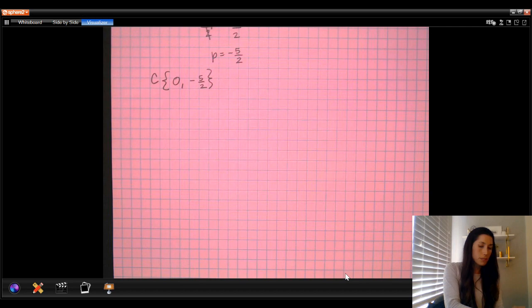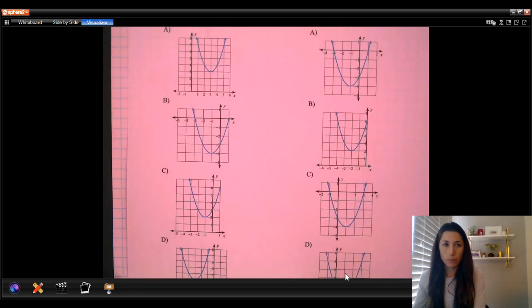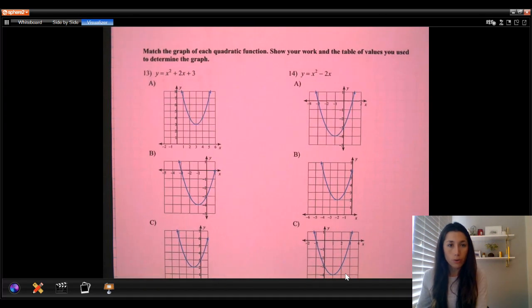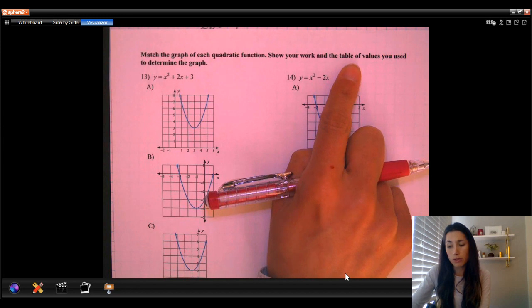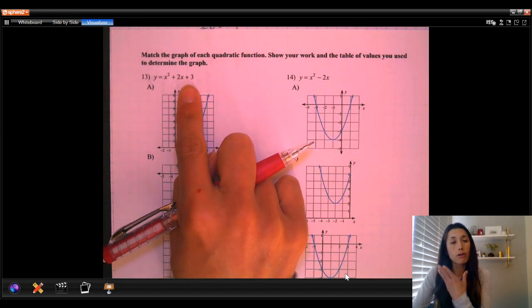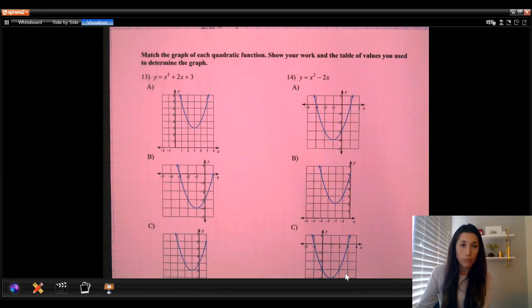Let's look at question 13. We have some graphs. Okay, so I'll do one question with you for the graph, and we want to make sure we have a table of values. So this is in standard form. And remember, our first step to graph in standard form is identifying the vertex so that we can create a table, because we don't want to just plug in any random numbers.